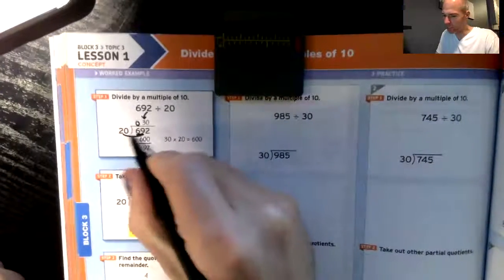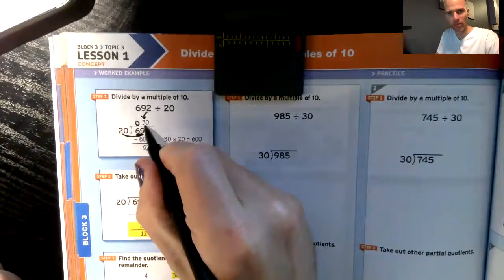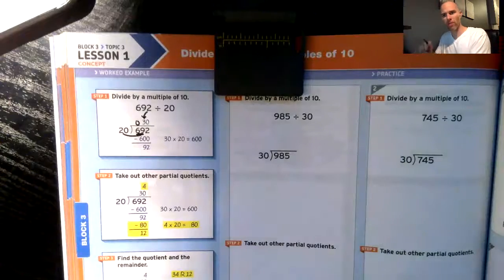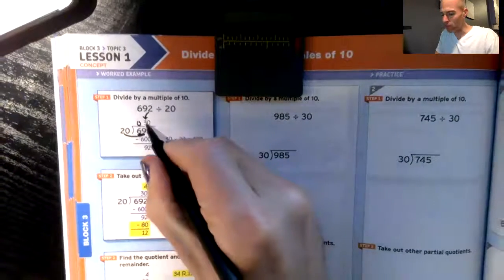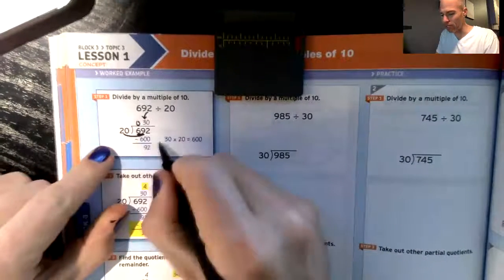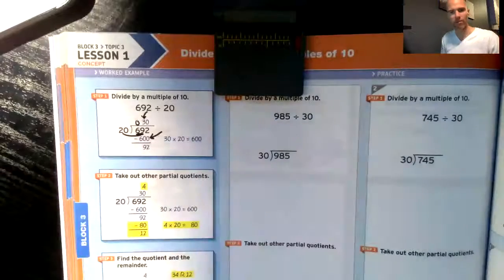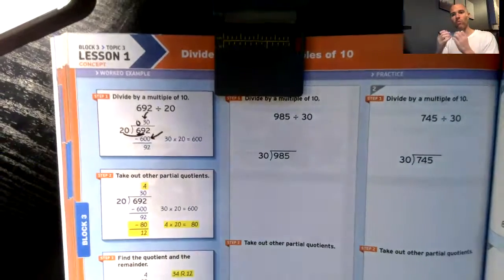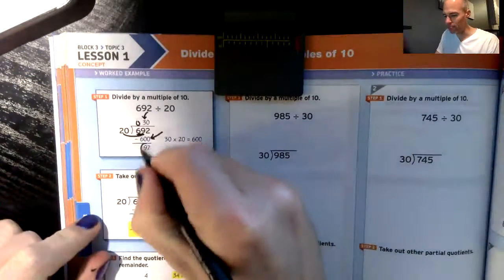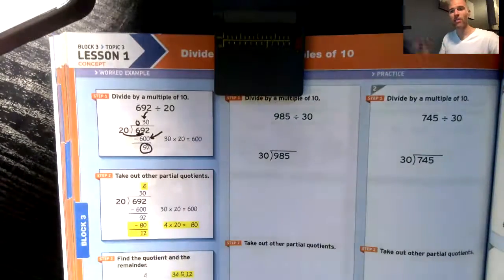So 20 can go into 69 3 whole times, but then they fill the row. Remember, we always fill our row from there on with zeros. So what we're really saying is we can pull out 30 multiples of 20 from the number 692. And when we check it, 30 times 20 is 600. That's where this came from. And so we've divided out 600 of our 692 at this point, and we subtract down to see that we still have 92 left that needs to be divided by 20.